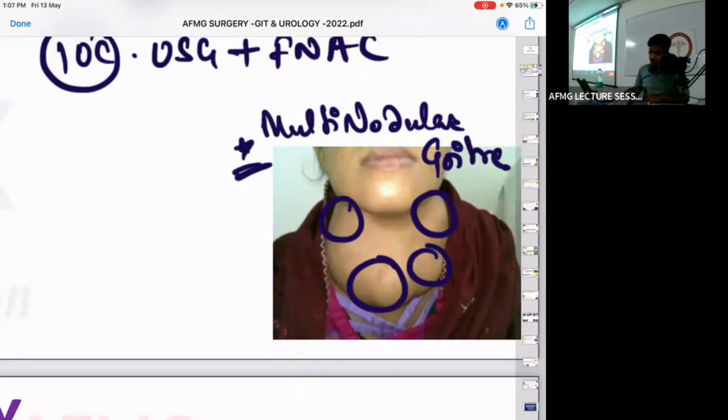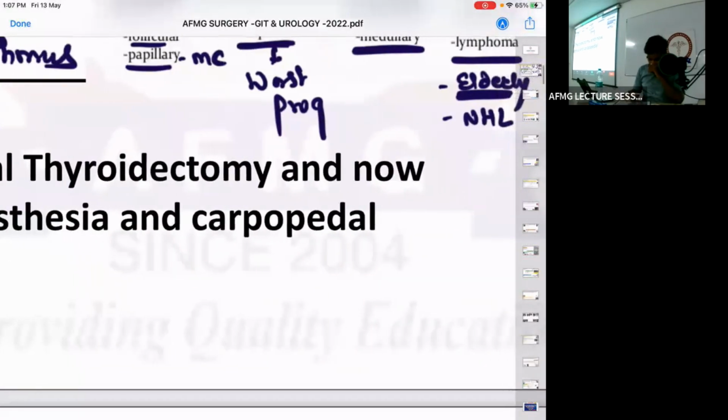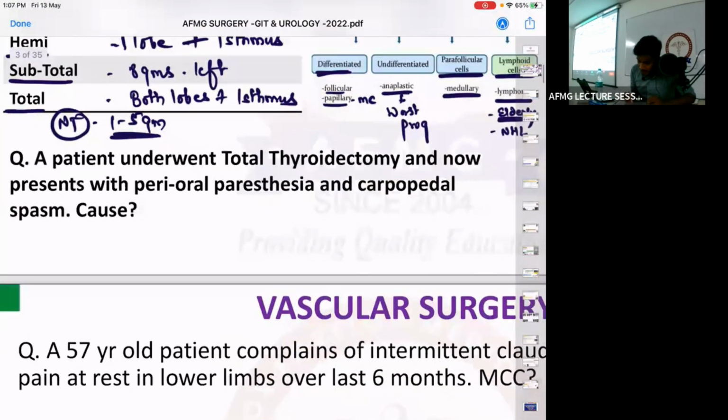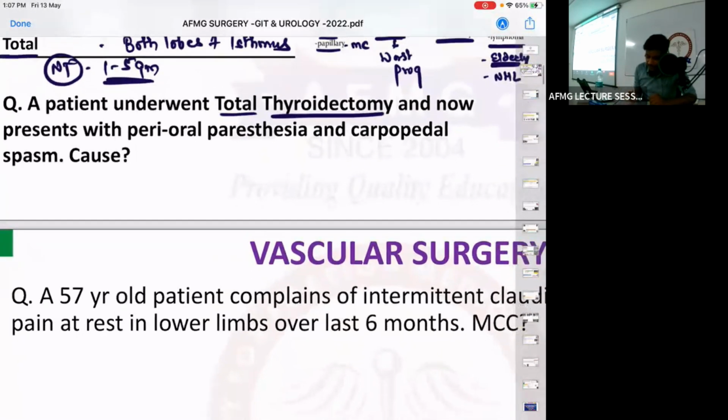Next, this was a question, guys, in the previous exam. A patient underwent a total thyroidectomy and now presents with perioral paresthesia and carpopedal spasm. What is the cause? So definitely it is due to some electrolyte abnormality. That much is clear. So which glands are behind the thyroid gland? The parathyroid glands. Behind the thyroid gland there are 4 parathyroid glands, or 2 pairs of parathyroid glands.